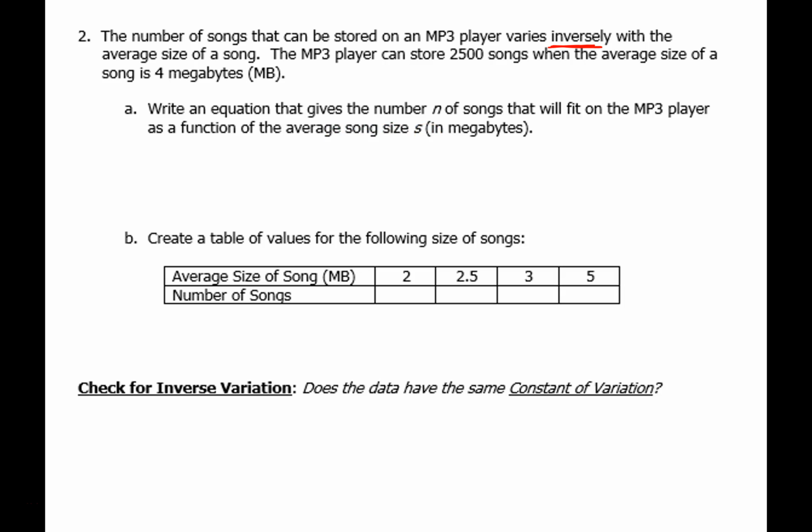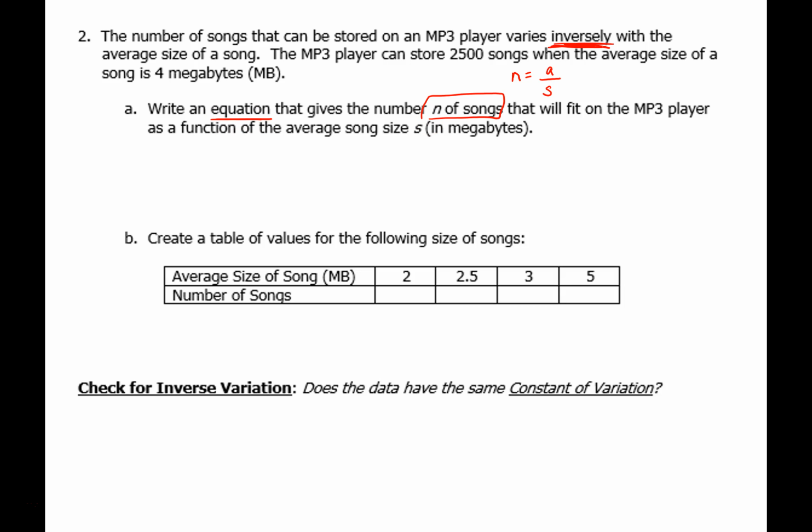So we're trying to find here the number of songs. So that means that n, the number of songs, is going to go on one side of our equation, and then on the other side, because this is an inverse variation, we're going to have some constant number over the average song size, so we'll put an S there for size. This is our formula that we're going to be using given these variables. So let's find the equation now.